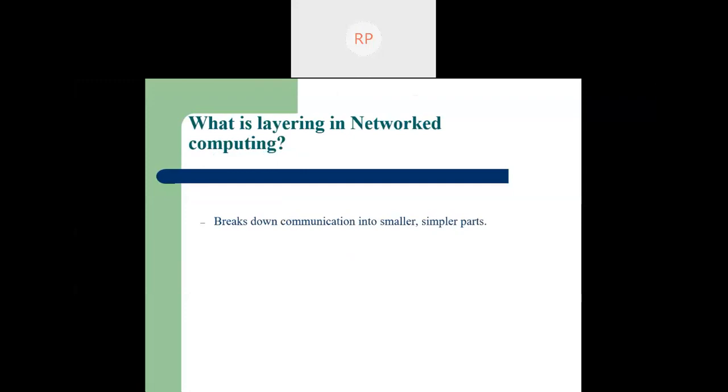So what is layering? Layering is nothing but breaking down the communication into smaller, simpler parts. That's why you use a layered network, because each layer's functionality is different. So, break down communication into smaller, simpler parts.